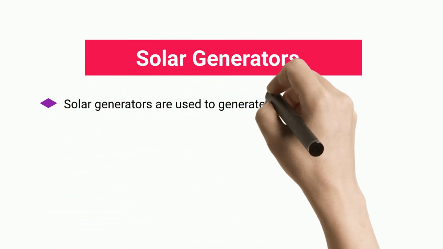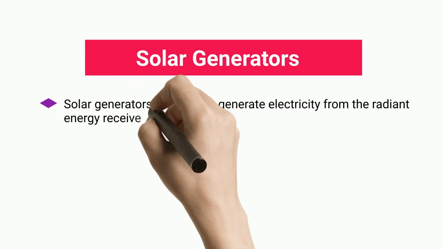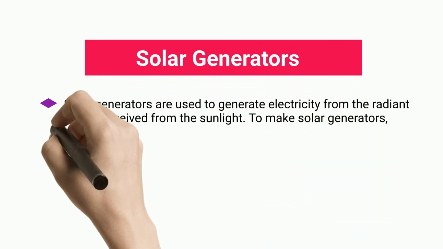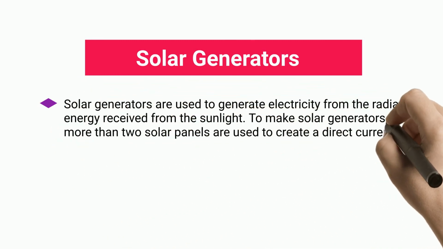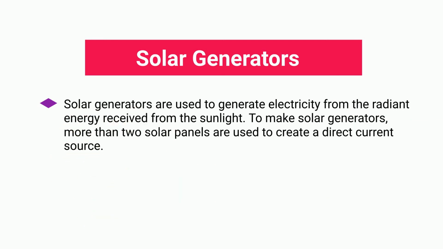Solar generators. Solar generators are used to generate electricity from the radiant energy received from the sunlight. To make solar generators, more than 2 solar panels are used to create a direct current source.